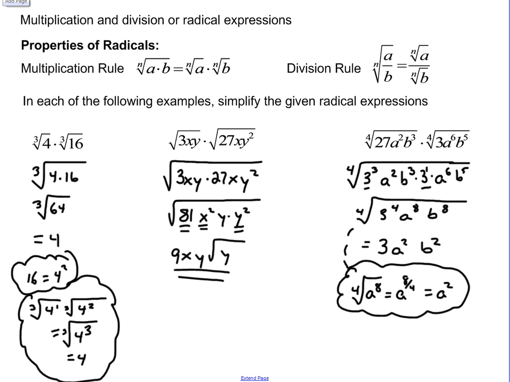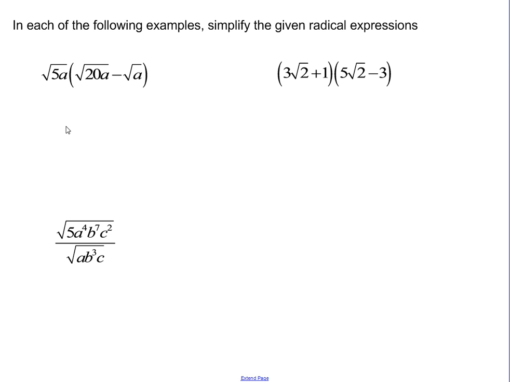Okay, next one right here. We have some more fraction multiplication that we can do, but we'll come back to that in the next video.